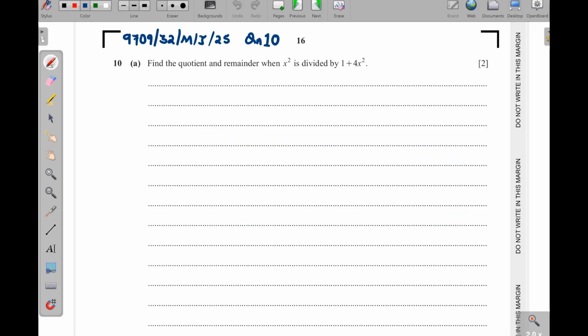Question 10 is coming from polynomials. Find the quotient and the remainder when x squared is divided by 1 plus 4x squared. Now, if they give us long division here at first, then that means we are supposed to be using it in the next question. So this is 1 plus 4x squared. I can write it as 4x squared plus 1. So divide the first with the first, all right? So x squared divided by 4x squared, then this one goes, we get a quarter, not so?